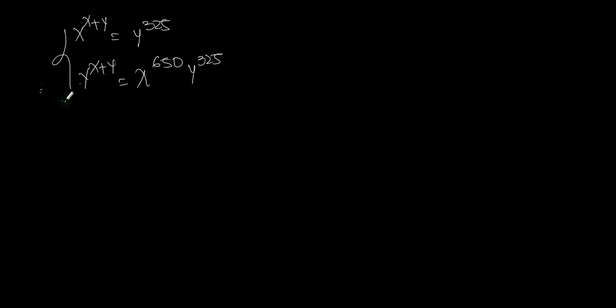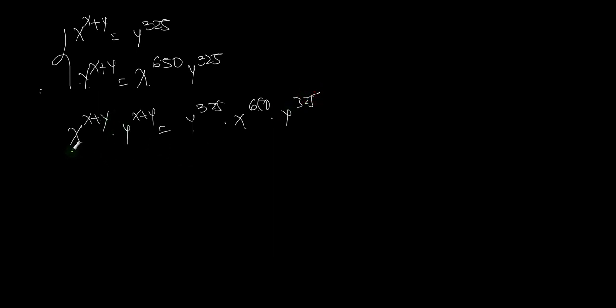What I'm going to do first of all is multiply side by side. I'm going to multiply the left side by the left side, and the right side by the right side. So this times this, we're going to have x to the y plus x to the x plus y times y to the x plus y. This is going to be y to the power of 325 times x to the 650 and y to the 325.